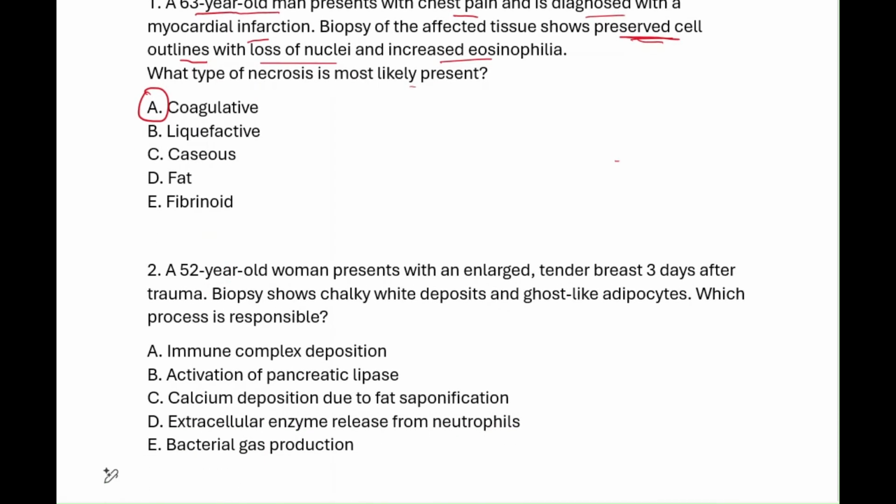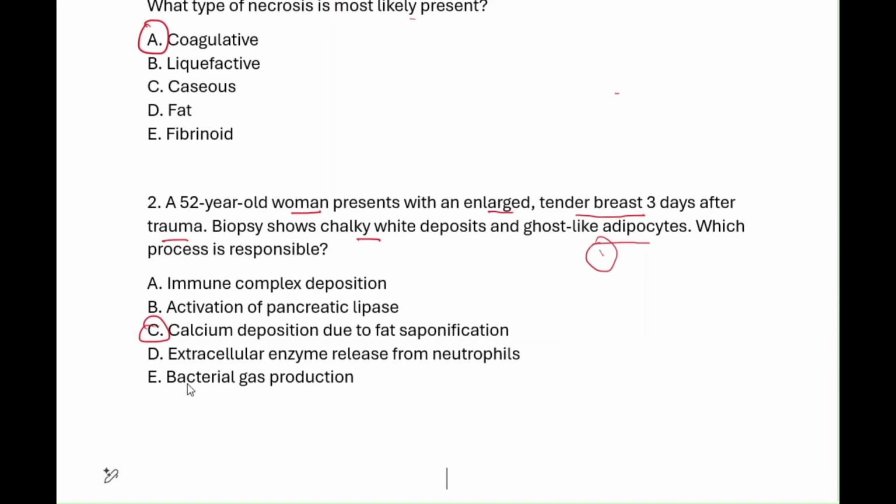Next question. A 52-year-old woman presents with an enlarged tender breast 3 days after a trauma. And as you know, in the breast, there's a lot of adipose, a lot of fat. So the biopsy shows chalky white deposits and ghost-like adipocytes. Ghost-like means that those adipocytes have no nucleus. Which process is responsible? This is going to be a form of non-enzymatic fat necrosis, a form of soap. So it's going to be calcium deposition due to fat saponification without using enzyme. Remember, as opposed to acute pancreatitis, whereby we're going to see enzymatic fat necrosis.